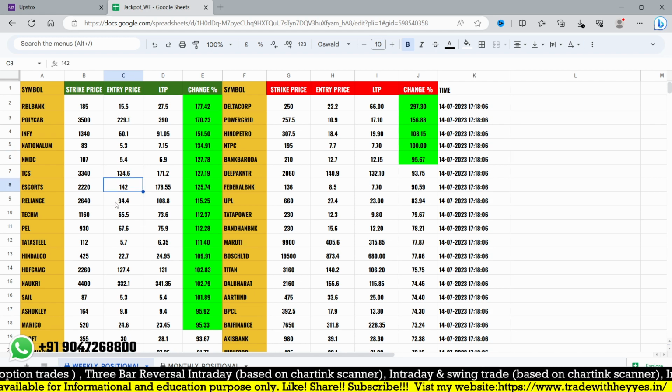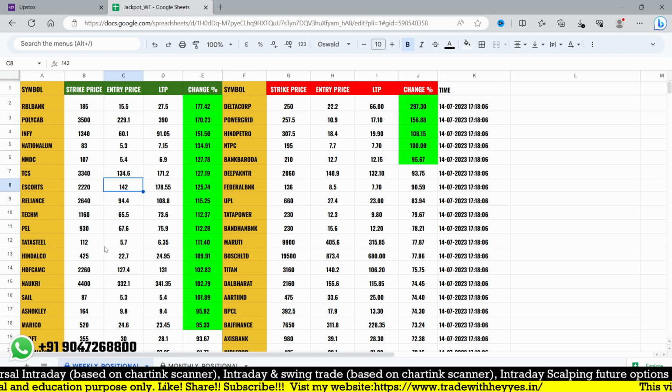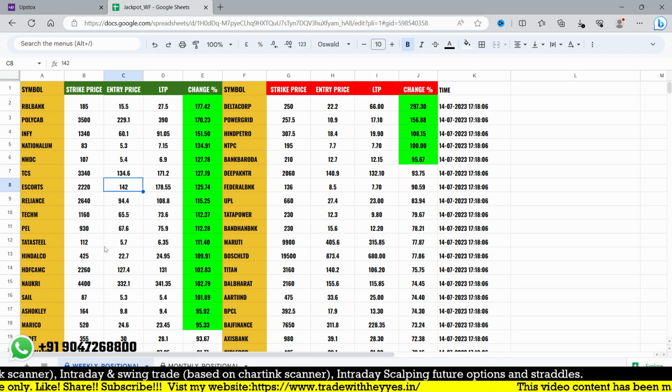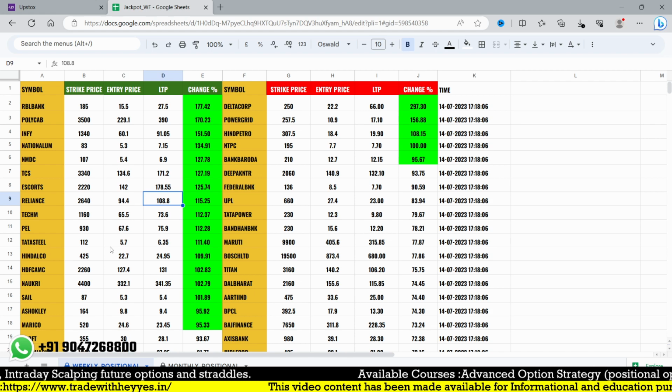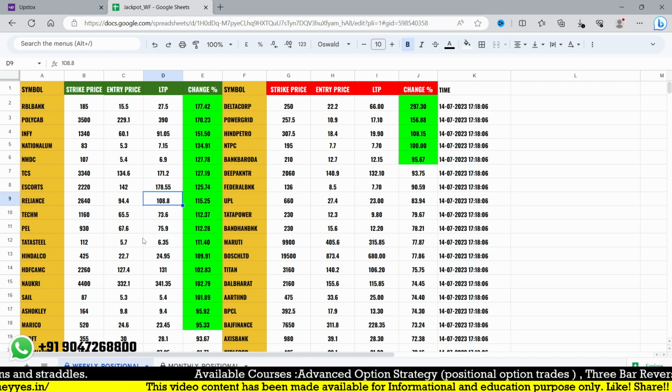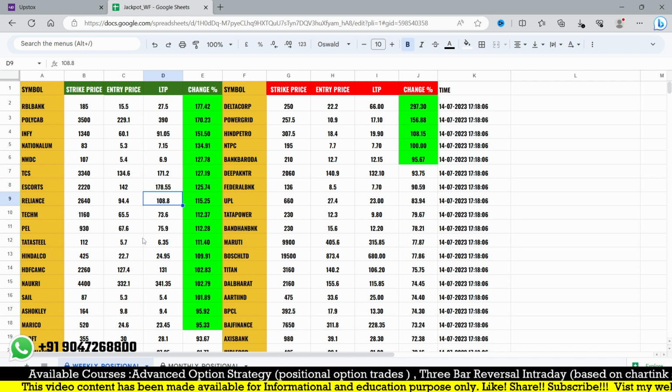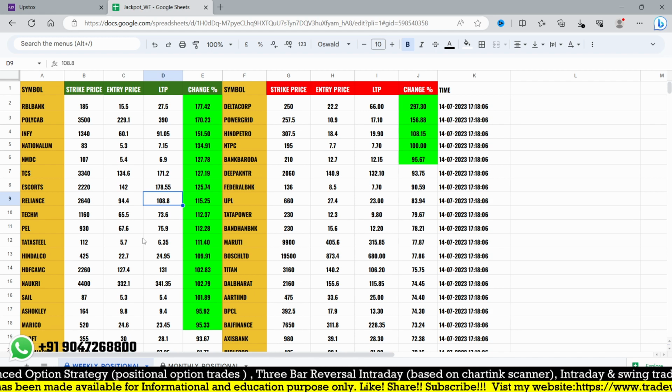And S cards, we have been tracking from last week, but it was low liquid, so we simply ignored it, and today it went up. Reliance already triggered our target, and now it is trading at 108. And some of the stocks which gave you the opportunity do not give such a big movement.